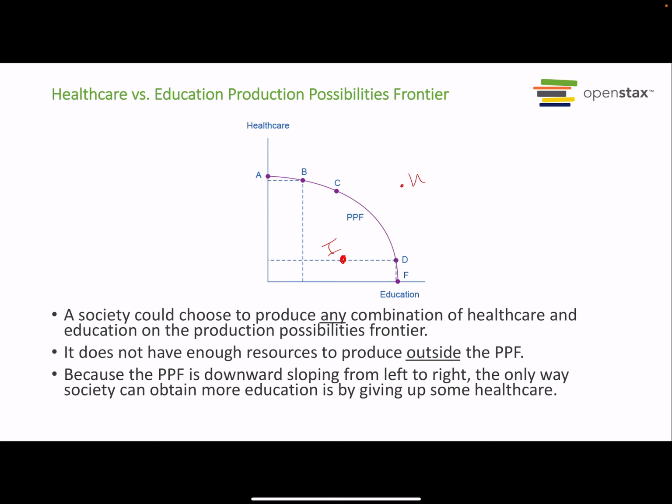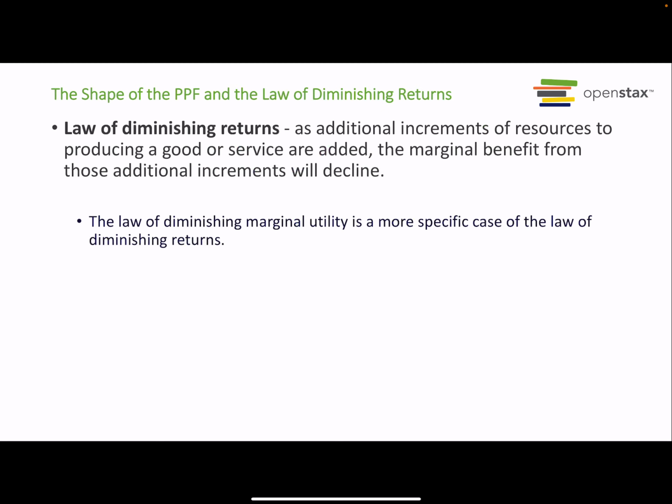Look, when I go from B to C, I have to lose something, right? There's a trade-off, an opportunity cost. I give up healthcare to gain education. But I could move from I to C, have the same amount of education, yet get more healthcare, or I could move from I to D, gaining education without losing any healthcare. And that's why those combinations on the interior are called inefficient.